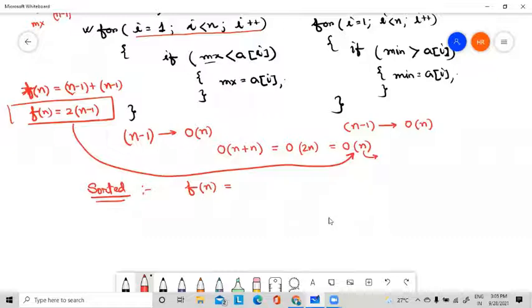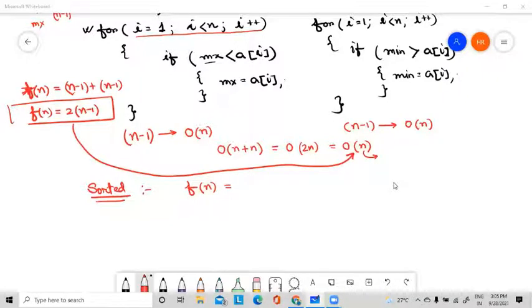Sir, n minus 1 it will be, if it is sorted. Okay, yes, good, but we have to do the for loop. Sir, 1. O of 1. Who told 1? Saurabh Prasad. Why Saurabh, 1?